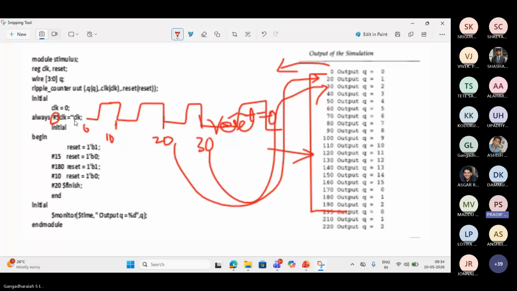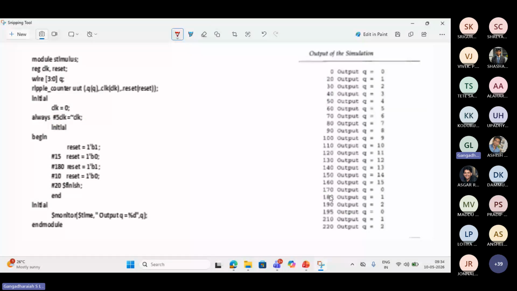A question: the value of Q output is 15 till 160, but after that it is switching between 0, 1, 2, 0, 1, 2. Yes, that's a good question.